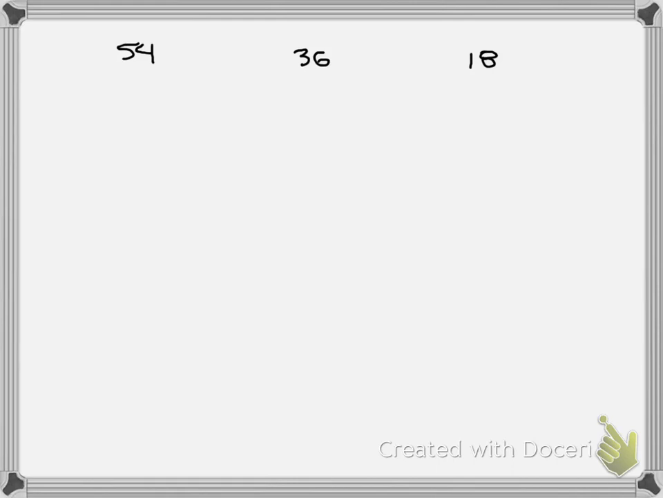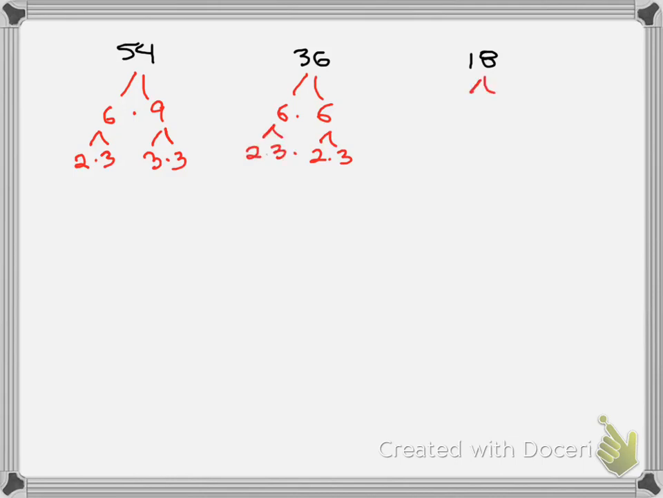As you can see, I have slightly larger numbers that I'm working with here. So 54 is 6 times 9. 9 is 3 times 3. 6 is 2 times 3. 36, we'll just do it differently this time, just to change it up. And 18, you can pick any number you want to start with. You're going to end up with the same prime factorization.